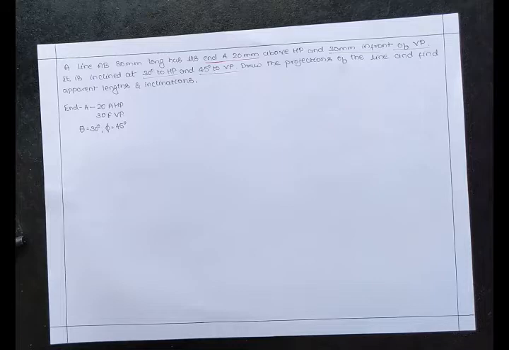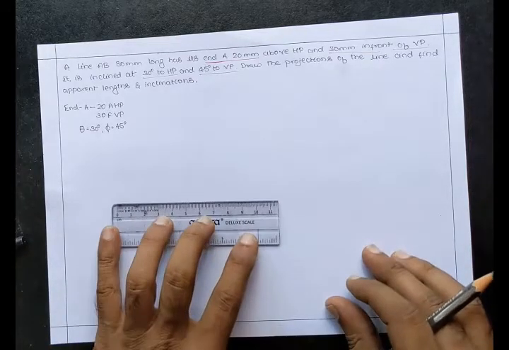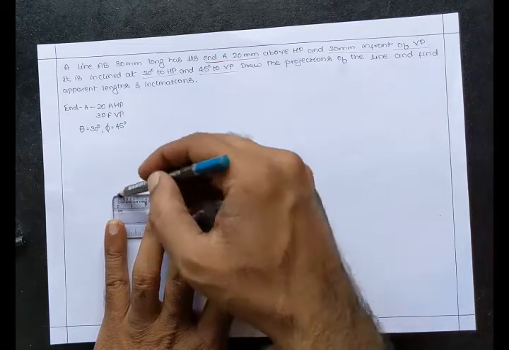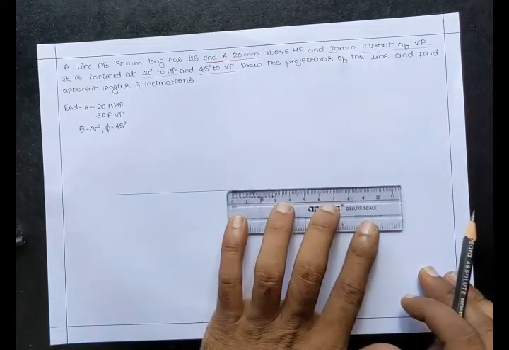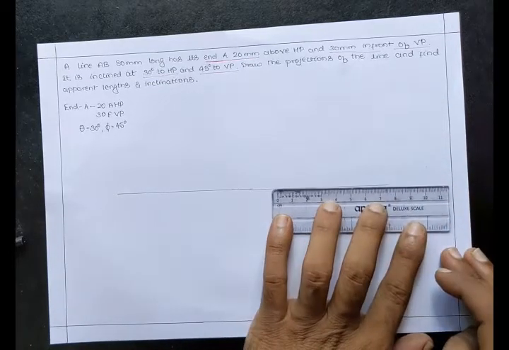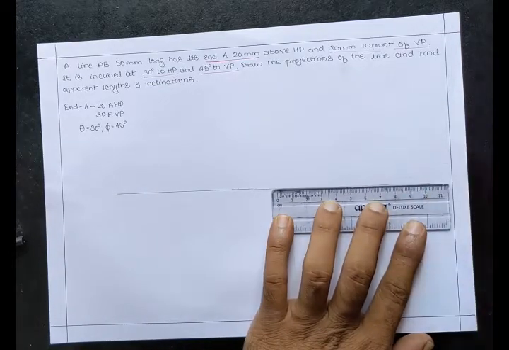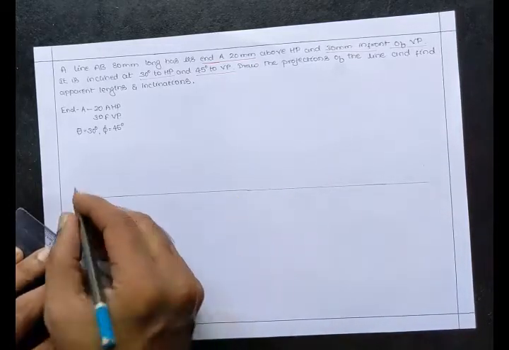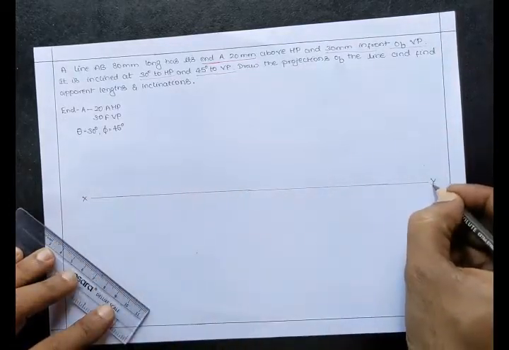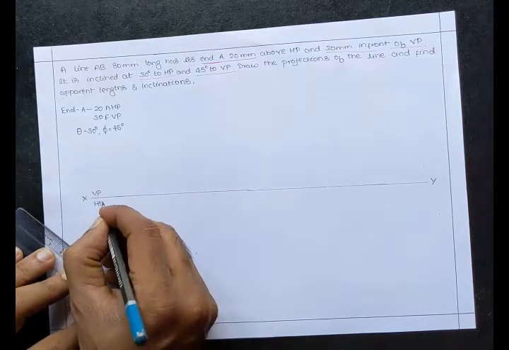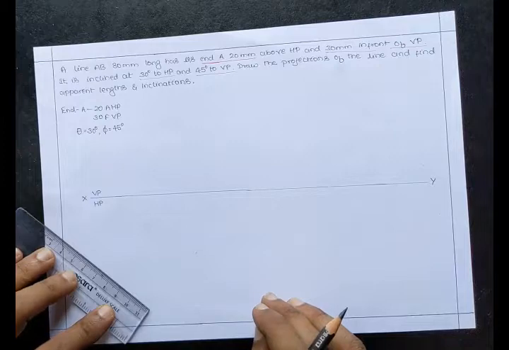So let us construct an XY line. Let the construction line be thin. So I am constructing an XY line somewhere here, probably at the middle of the sheet. Let me name this one as X, this one as Y, and let me name the quadrants. Above XY line is vertical plane and below XY line is horizontal plane.